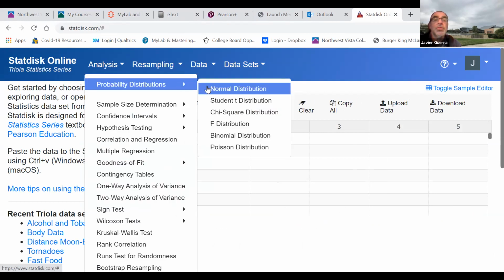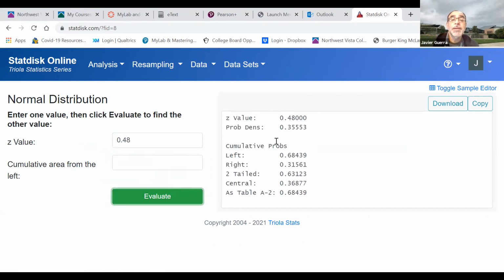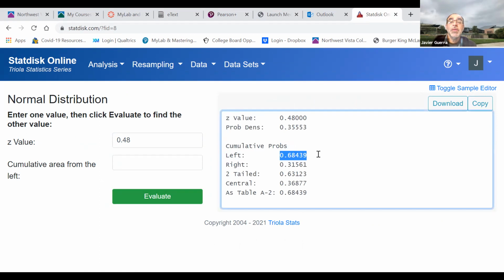Probability distribution, normal. There you go. And I'm putting 0.48, not O. I don't think it's gonna like the O. 0.48. And left, there it is. I need 4 numbers behind the decimal. So that number is 0.6844. 68.44%.